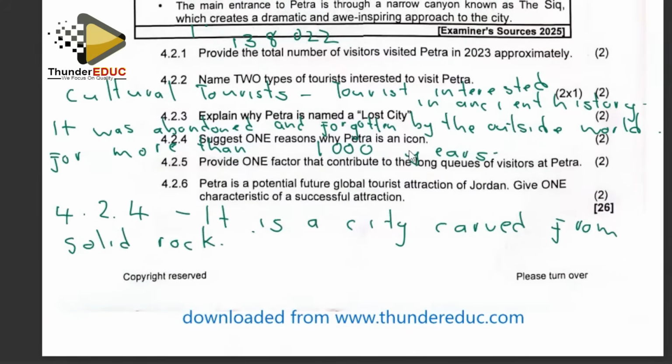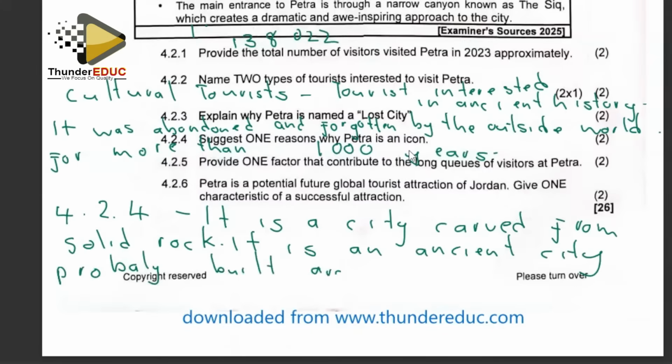It is a city which was carved from rock. So it is an ancient city again. Probably built around 100 BC, 100 years before Christ. That's way old. So it is an ancient city. That is what makes it also special.